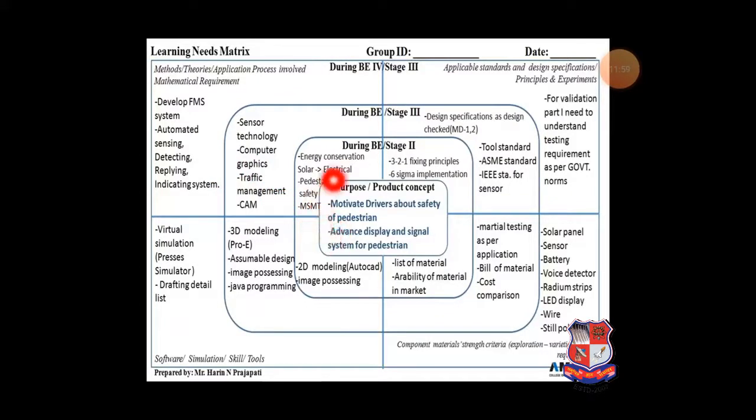Similarly now we jump into the other quadrant, and this quadrant indicates the software, simulation, skills and tools. So here first I am writing down 2D modeling, and we know that for 2D modeling we mostly utilize AutoCAD. If the computer students are there, then they can utilize image processing. Similarly in the 6th semester we learn in CAD the 3D modeling is Pro-E, or we can say right now it is Creo.